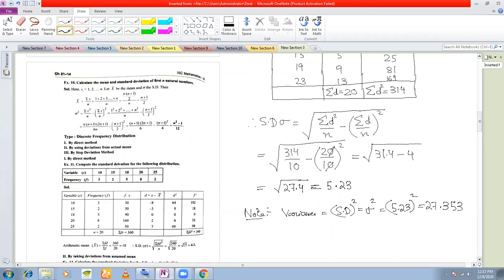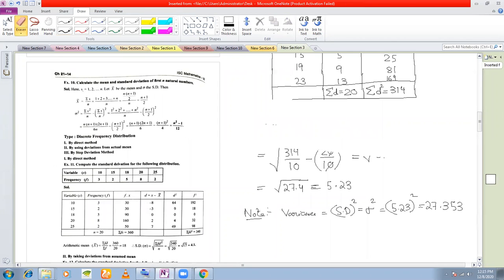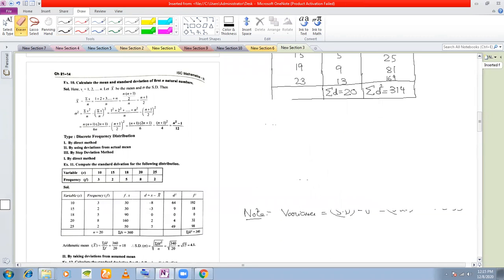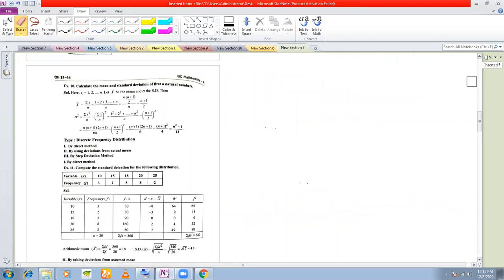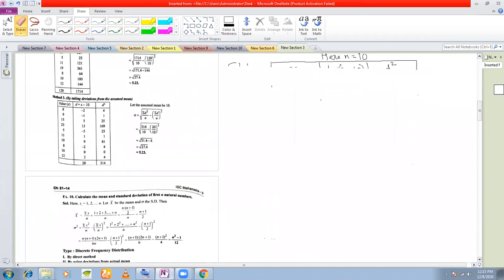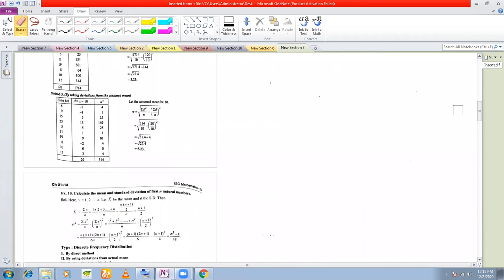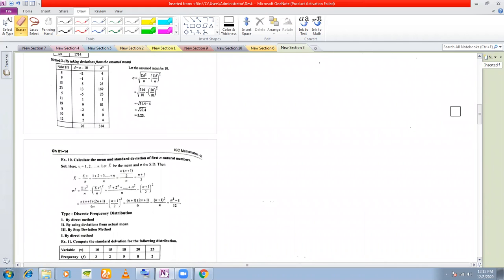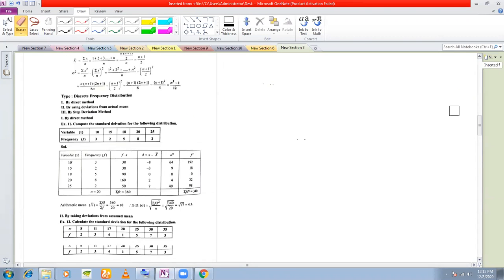This was the first type of problem where we had unarranged data, that is no frequencies. In case of an ungrouped frequency distribution, a simple frequency distribution, in that case, how will you find out the standard deviation? Let us see. Let us take another problem here.